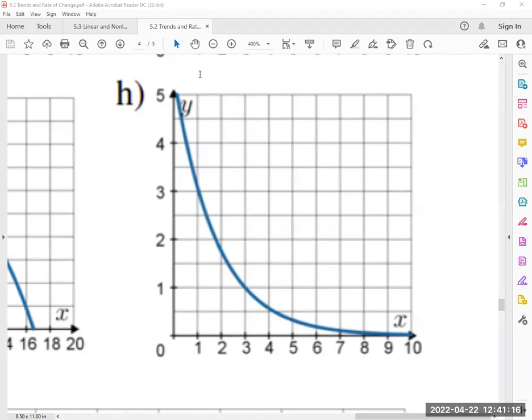Anyone? Yep. Negative. The rate of change? Oh, the rate of change is decreasing. Wait. So, okay, so is the rate of change positive, negative, or zero? It is negative, right? It's negative.